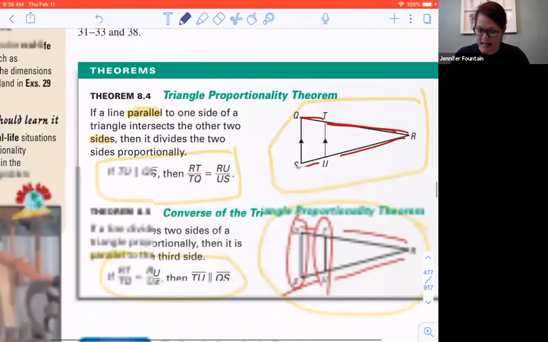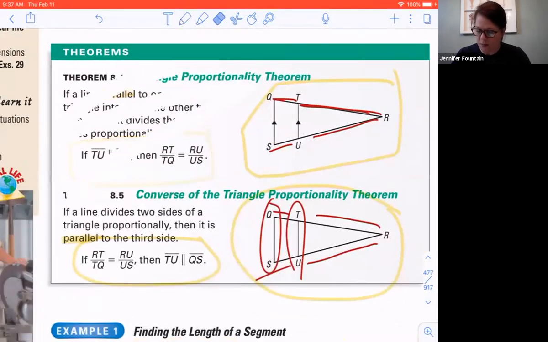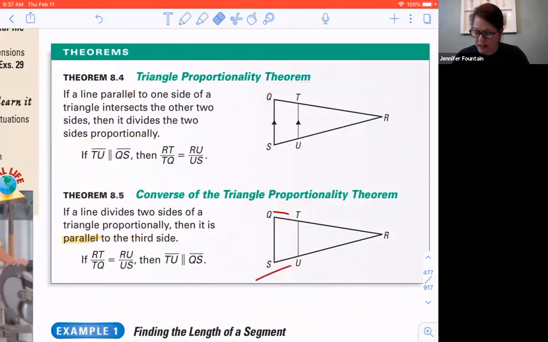Okay, so 498 here, we talked about when we have parallel lines in a triangle. If a line parallel to one side of the triangle intersects the other two sides, then it divides the two sides proportionally. So if I have parallel lines that intersect, my sides are proportional. The converse of that is if I have proportional sides, then my lines are parallel. Okay, so remember, my two parallels break it into proportional sides.